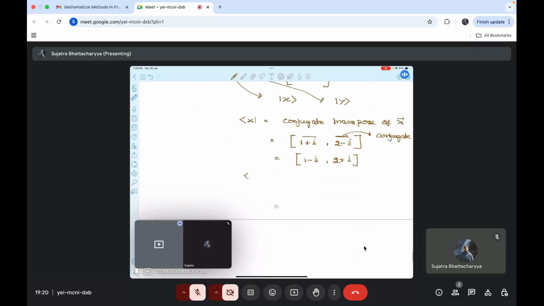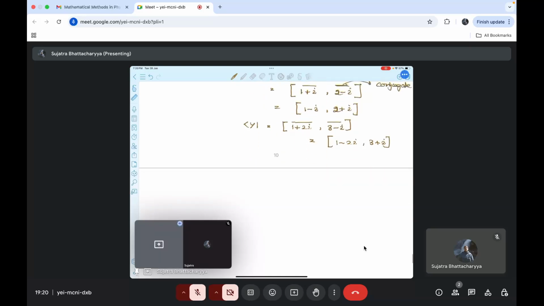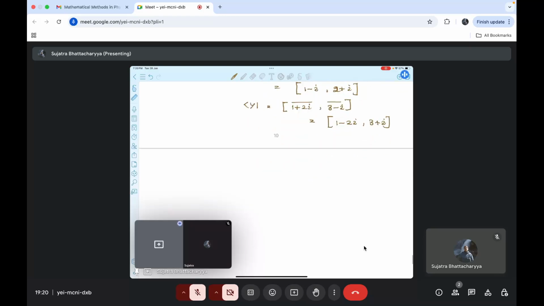Similarly for y, now it is easy. Again, a row, so it will be 1 plus 2i bar, 3 minus i bar, which we can write as 1 minus 2i and 3 plus i. So it will be the conjugate transpose of y. Done. So this is now done.